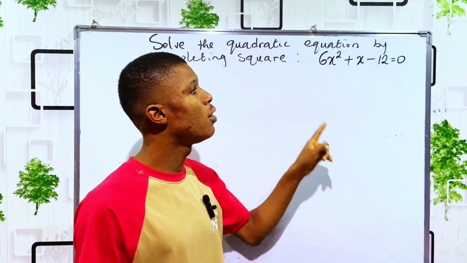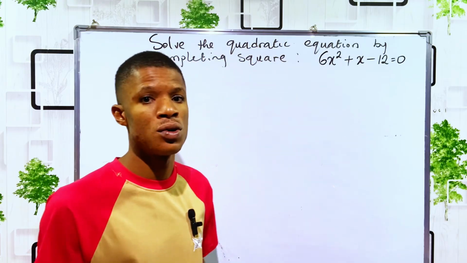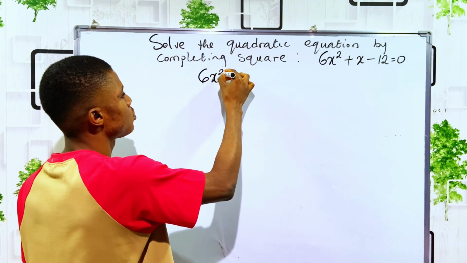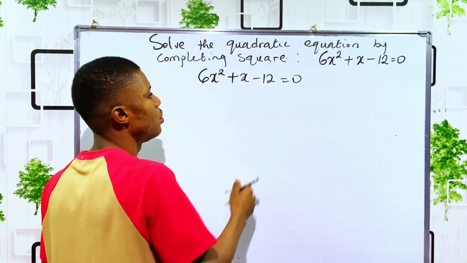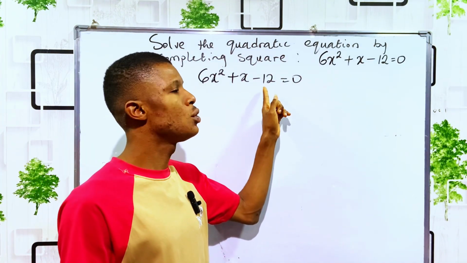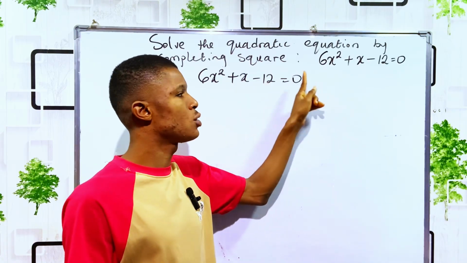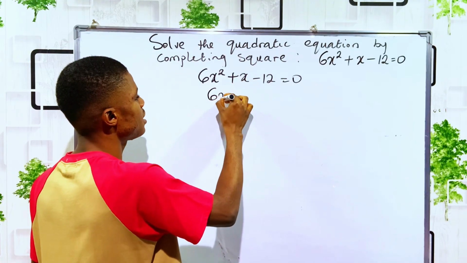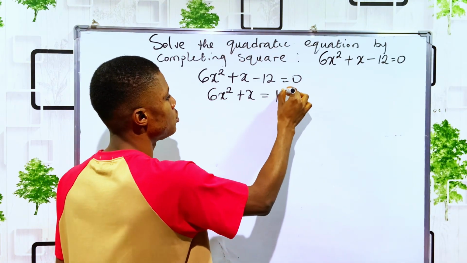We are told to solve 6x squared plus x minus 12 equals 0. When you have the quadratic equation 6x squared plus x minus 12 equals 0, to solve by the completing the square method, all we have to do is add 12 to both sides, so that minus 12 will cross the equality sign. So you have 6x squared plus x is equal to 12.